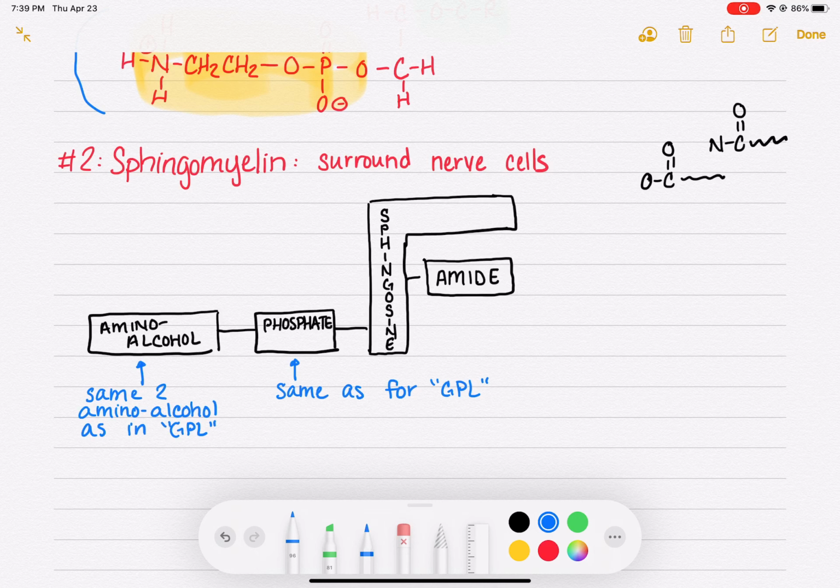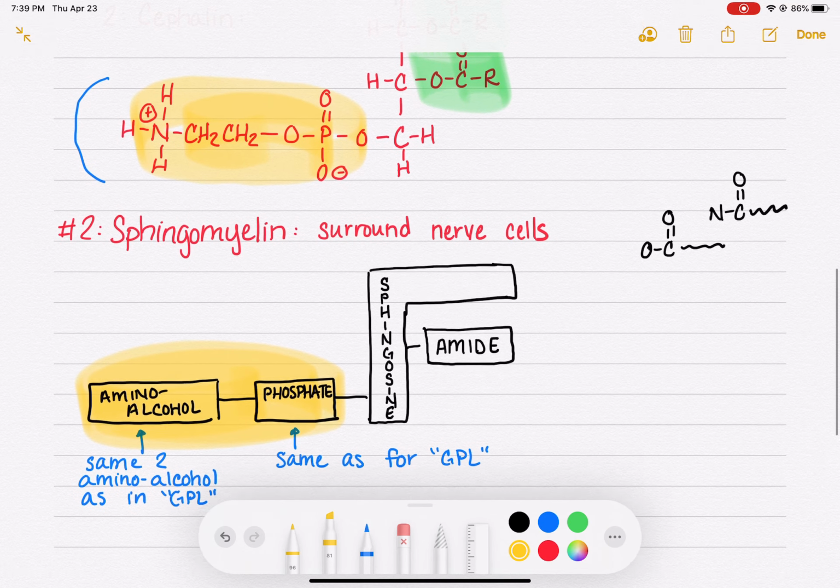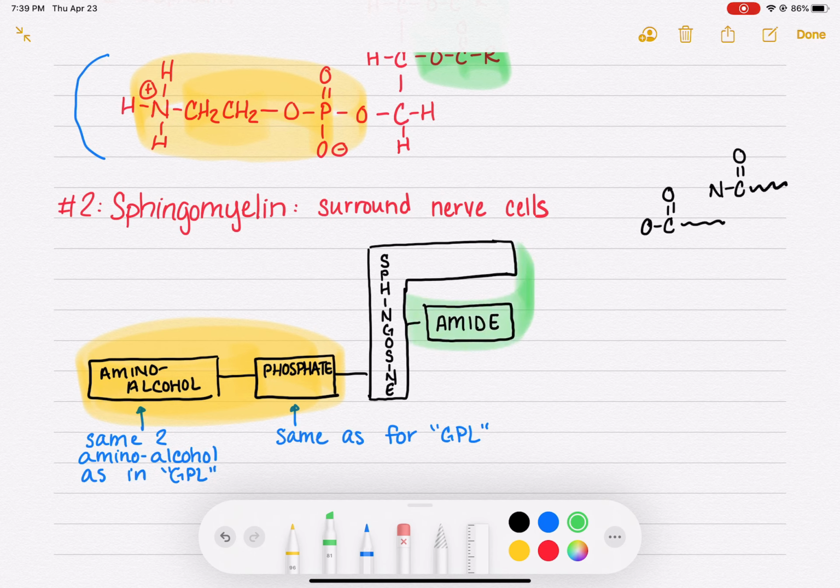And just like with the glycerophospholipids, these portions of the molecule are polar, so they move off onto this side right here. And this portion of the molecule is nonpolar, so we get, again, the polar head, nonpolar tail cartoon representation for the sphingomyelins.